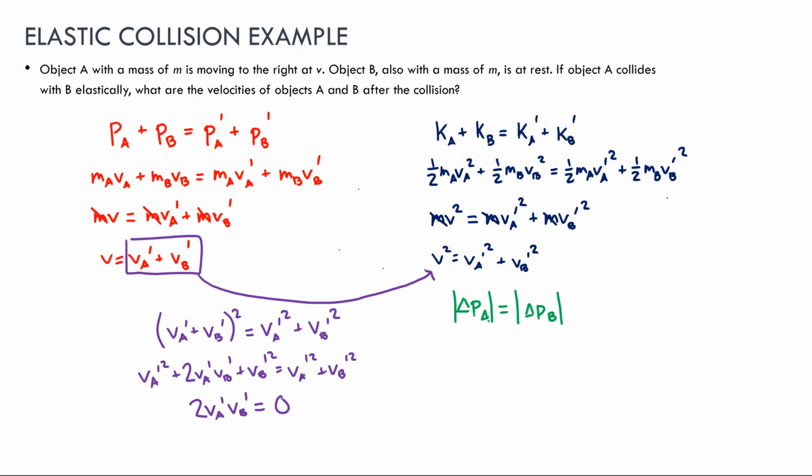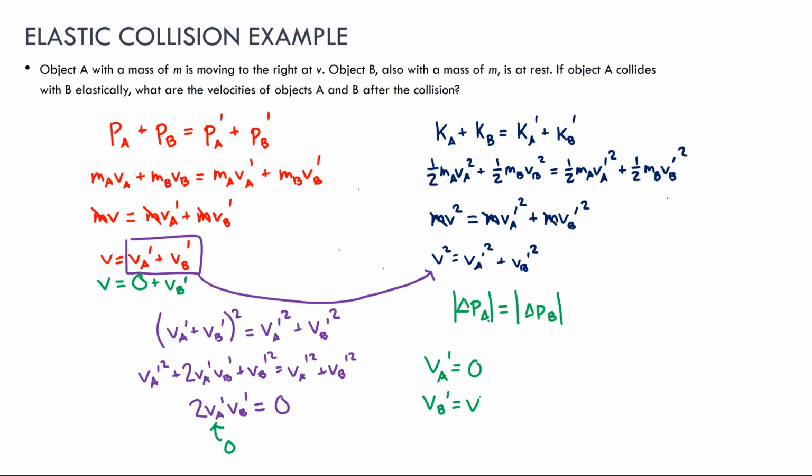What that means is that after the collision, the velocity of object A has to equal 0, which means that it must be object B that is moving. If I plug the 0 back into my original equation I have in red, I have V equals VA prime plus VB prime. That means VB prime must equal V. So the velocity of A after the collision is going to be 0. The velocity of B after the collision is going to be V, which is the same speed that object A was moving at initially.